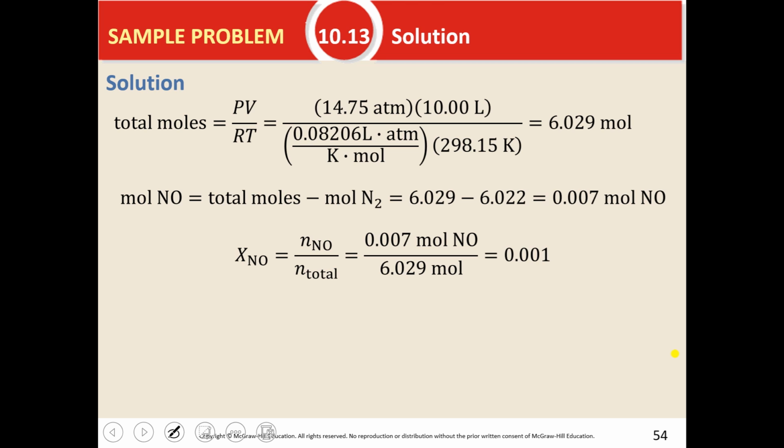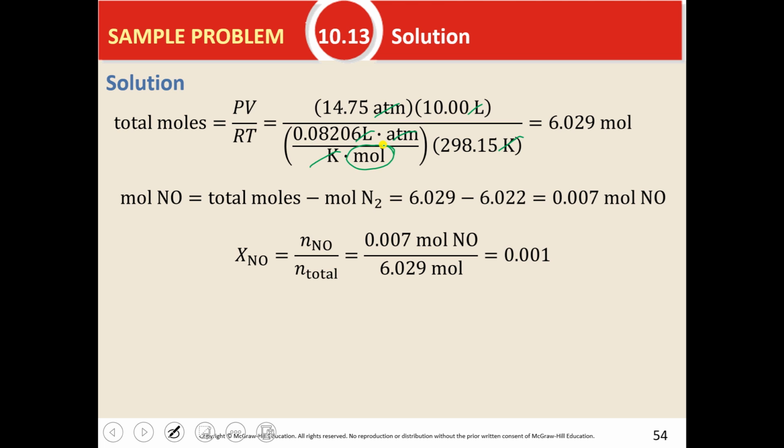So what we have to do first is find the total number of moles, and we're going to do that using the ideal gas law. Again, we know the pressure, we know the liters, we know the ideal gas constant, and we know the temperature. So we can solve for the total number of moles in the entire 10-liter vessel between the two gases simply by using the ideal gas law and then plugging and chugging. So 14.75 atm times 10 liters, whole thing divided by 0.08206 liters times 298.15 Kelvin. This allows temperature to cancel, atms to cancel, liters to cancel.